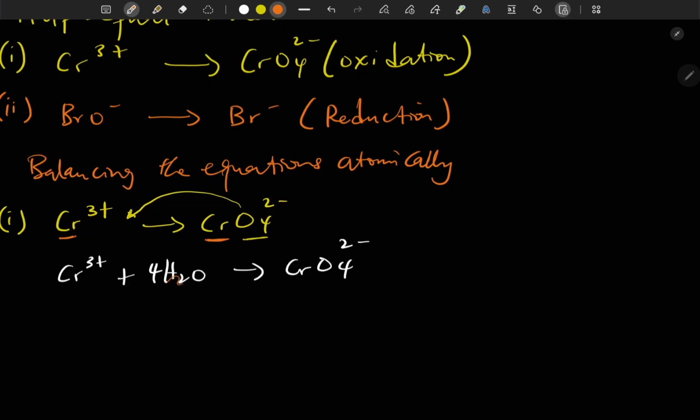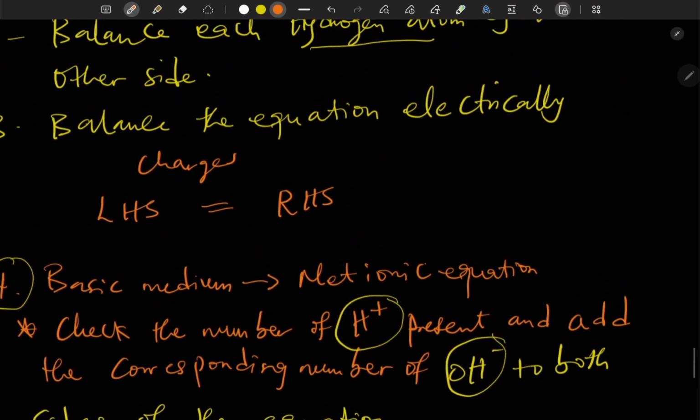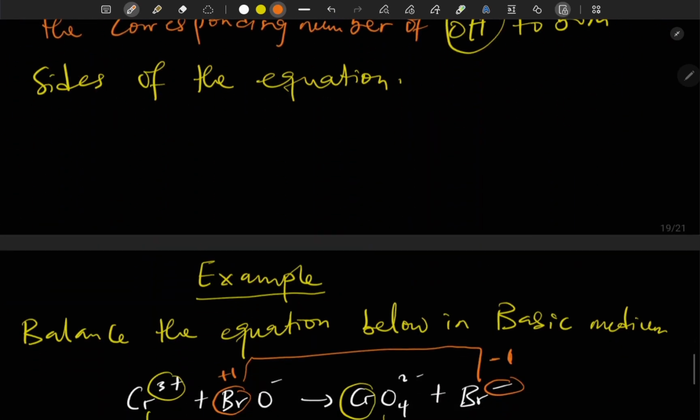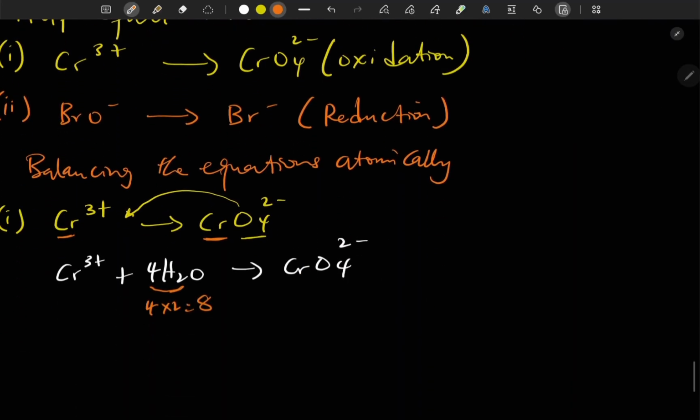Now there is a problem. We've introduced hydrogen to the equation. How many hydrogen atoms do we have here? 4 times 2, that's 8 atoms of hydrogen. The rule says balance each hydrogen atom by H plus at the other side. So we are going to add 8H plus to the other side.